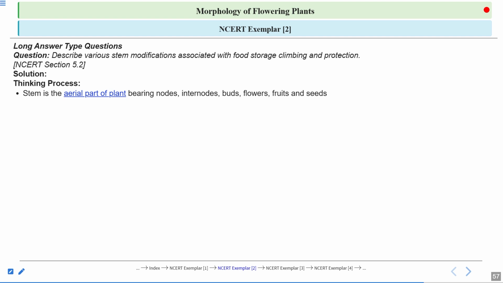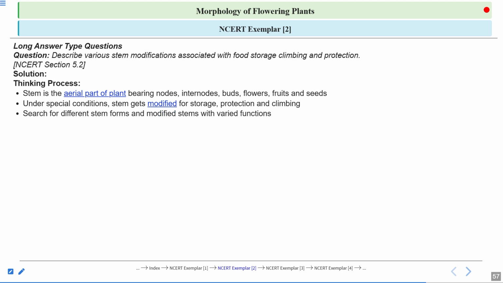Thinking process. Stem is the aerial part of the plant bearing nodes, internodes, buds, flowers, fruits, and seeds. These are the parts that are attached to the stem region, right? So under special conditions, the stem gets modified for storage, protection, and climbing. In some plants, they are meant for storage, some for protection, and some for climbing as well. Search for the different stem forms and modified stems with varied functions. So this is the thinking process.